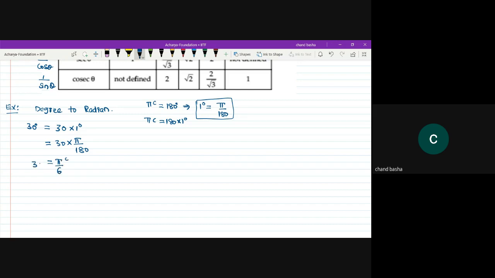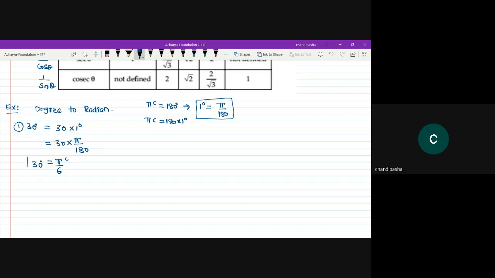30 degrees is equal to how much? Pi divided by 6 radian. I'll repeat again. First, 30 degrees I can write as 30 into 1 degree. 30 into 1 degree means we multiply with pi by 180. 30 goes into 180 six times. So it is pi radian divided by 6.